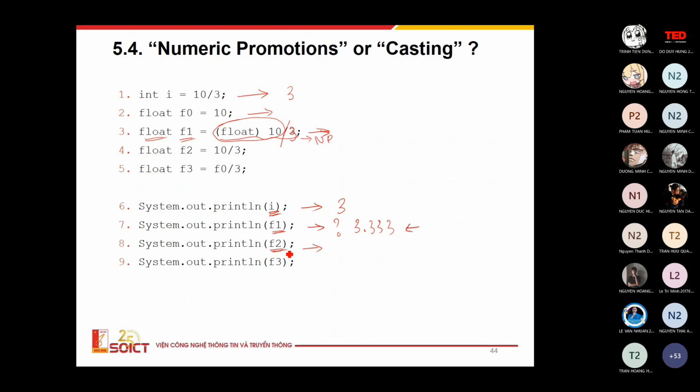For F2, can you explain? Em nghĩ là em nghĩ kết quả là ra 3.0 ạ. Vì sao? Đầu tiên là chia một số nguyên cho một số nguyên, kiểu int cho một kiểu int thì đáp án là ra 3. Đúng rồi. Đây là sử dụng numeric promotion ạ. Sau đó là casting 3 sang kiểu float trở thành 3.0 ạ. Yeah, okay, correct. Okay. And for F3?